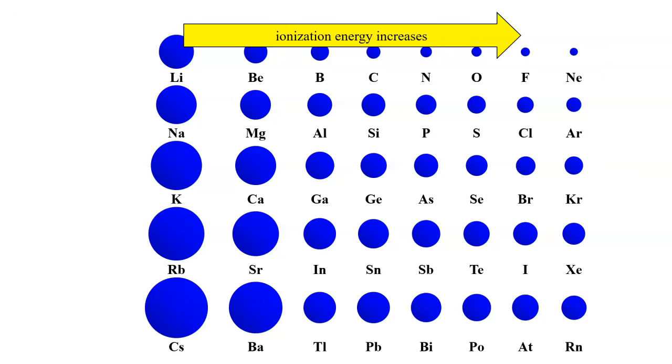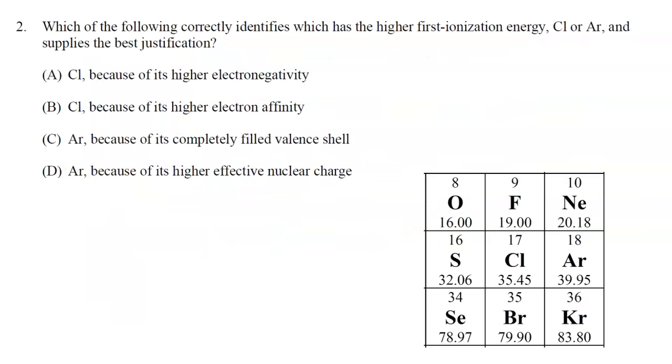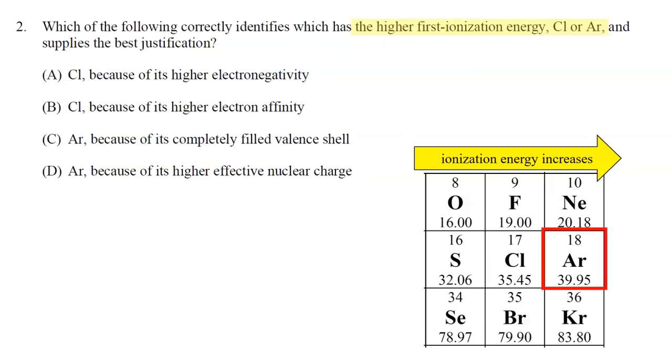So the ionization energy value generally increases from left to right across a period, and the ionization energy value generally decreases from top to bottom down a group. And we know that chlorine and argon are located in the same period. So whoever has the higher first ionization energy value comes from that horizontal trend in which the ionization energy values generally increase from left to right across a period. So argon should have a higher first ionization energy than chlorine. That means that I can eliminate choices A and B. So I know that it's argon, but now I have to supply the best justification.